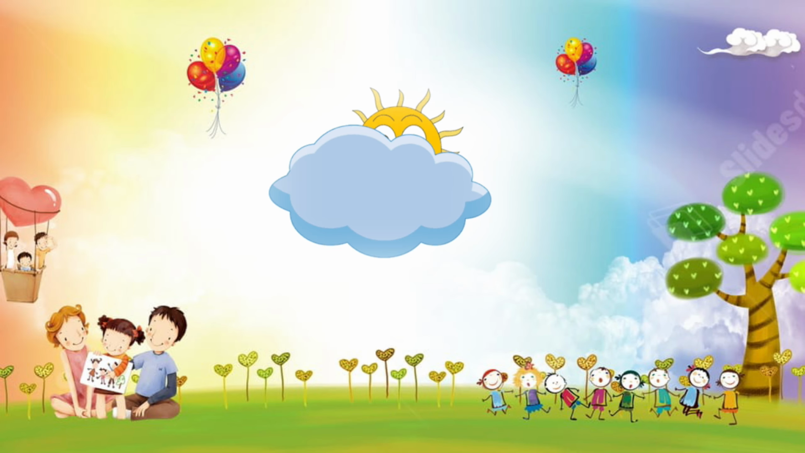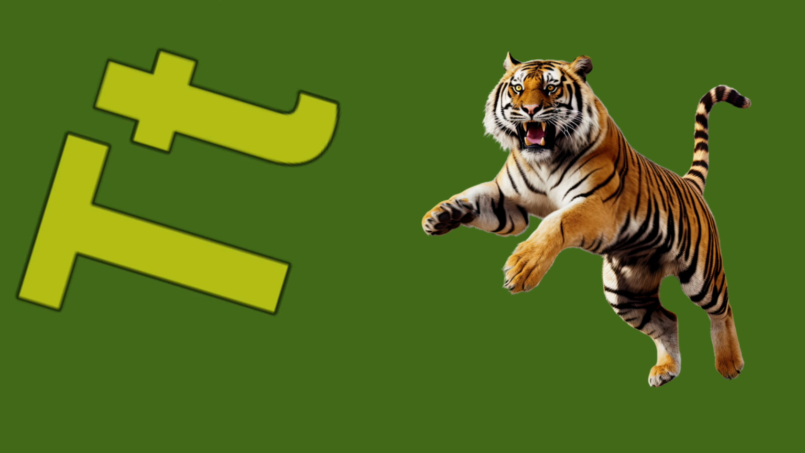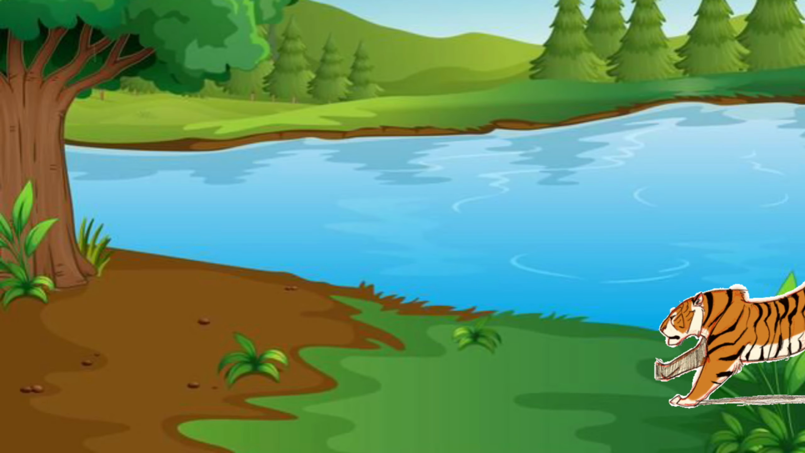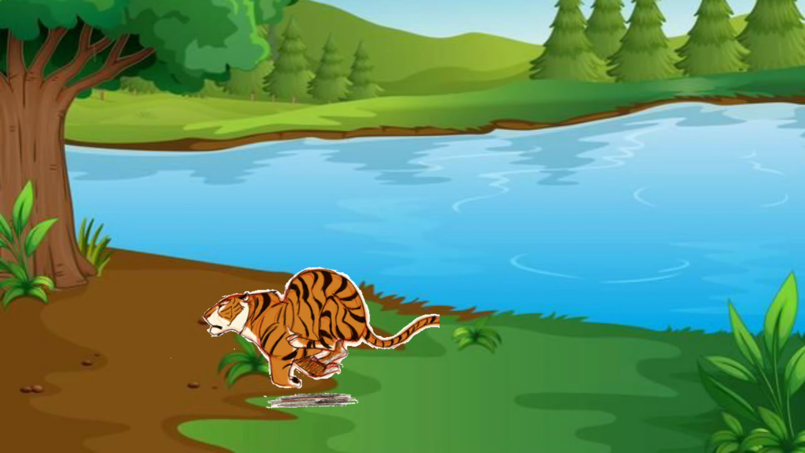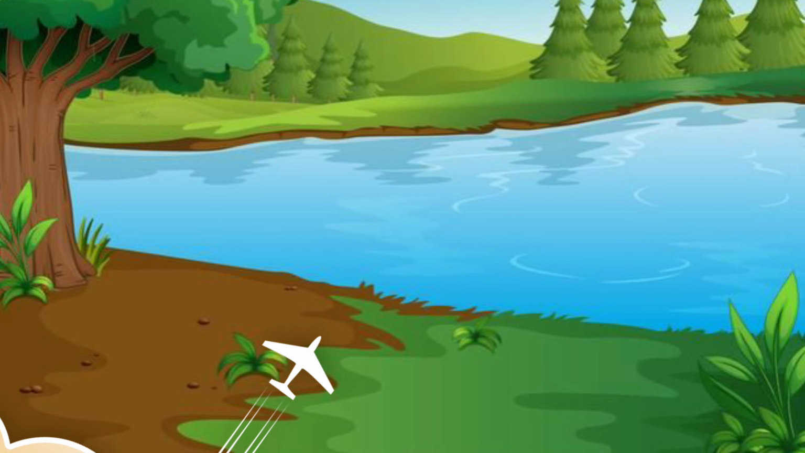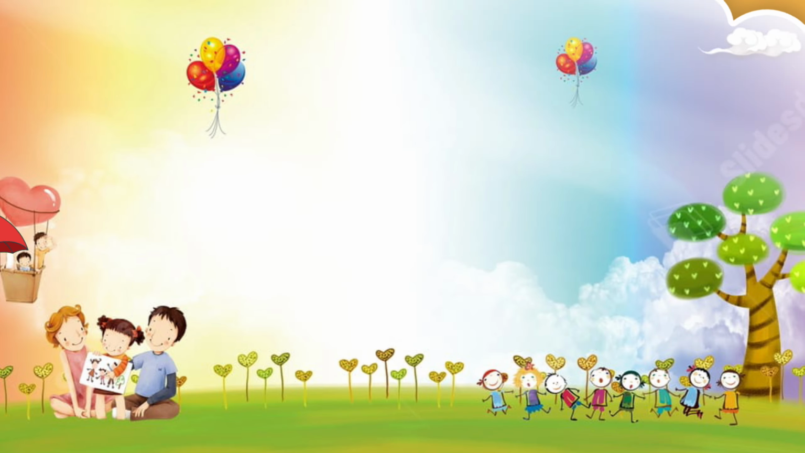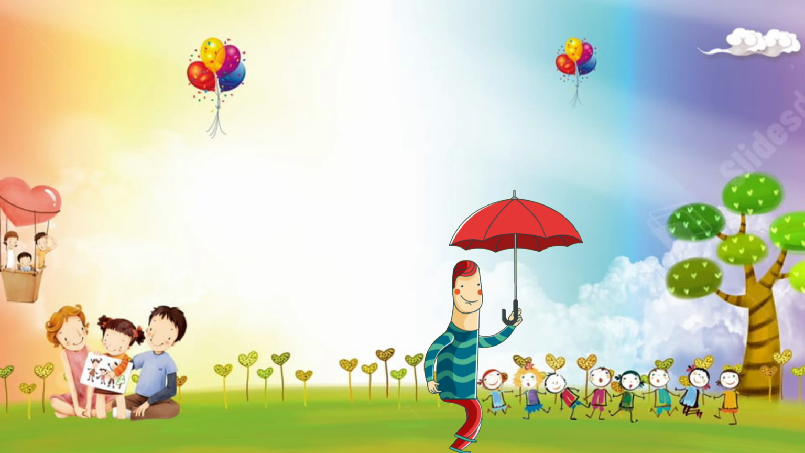S. S for sun. Sun. T. T for tiger. Tiger. U. U for umbrella. Umbrella.